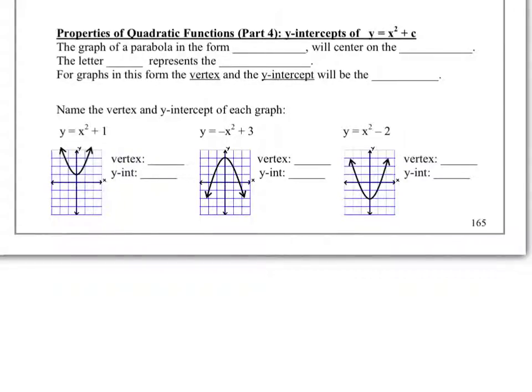Okay, so in part 2, we're going to continue on with the properties of quadratic functions. So in this lesson, we're going to learn about y equals x squared plus c. Okay, so the graph of this parabola is in the form y equals x squared plus c. Okay, and the center will be on the y-axis.